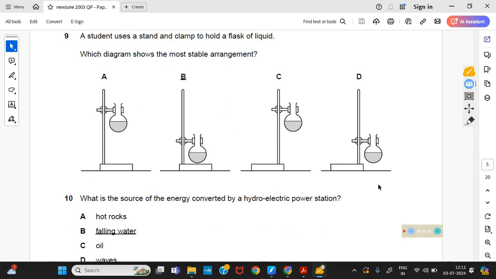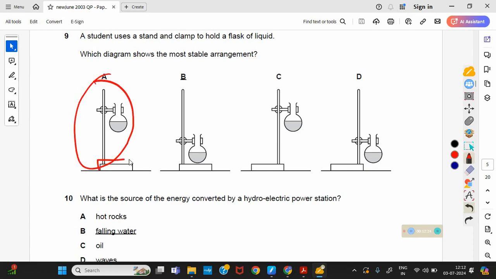A student uses a stand and a clamp to hold a flask of liquid. Which diagram shows the most stable arrangement? Here you can see the load is totally toward one side of the stand. Here the load is at one end of the stand. Here also the load is shifting toward one end of the stand. Only in option B is it the most stable arrangement.